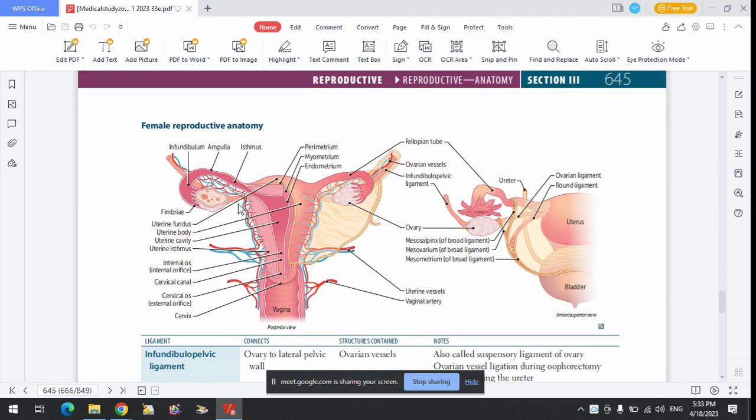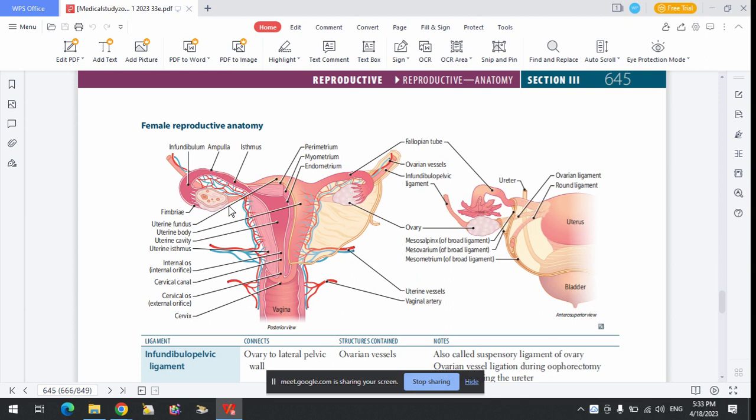Then, of course, you have the ligaments that hold all the pelvic structures together, connecting them to the pelvic wall and to other neighboring structures. Two are very important proximally. What are these two? The first one is the short ligament of the ovary. You can see here, connecting the ovary to the lateral wall of the uterus.